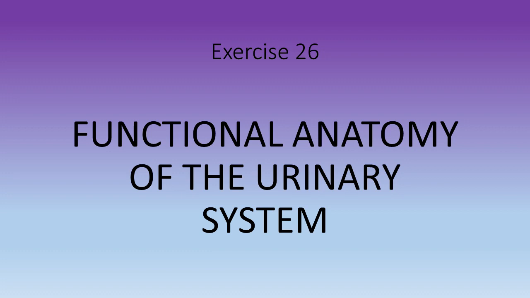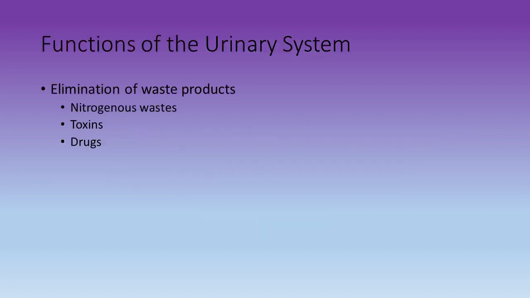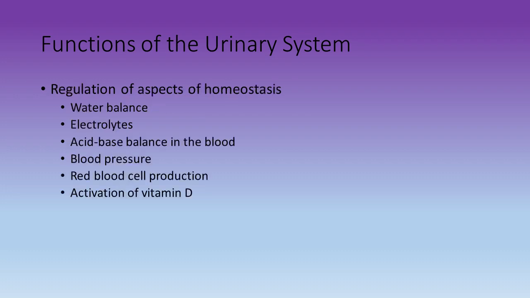This is exercise 26. It's dealing with the anatomy of the urinary system. The function of the urinary system is to eliminate waste products such as your nitrogenous waste, your toxins, your drugs. It also plays a huge role with maintaining hydration and acid-base balance. From that standpoint, it's dealing with electrolytes like sodium, potassium, and regulating that. It does play a role also with blood pressure.